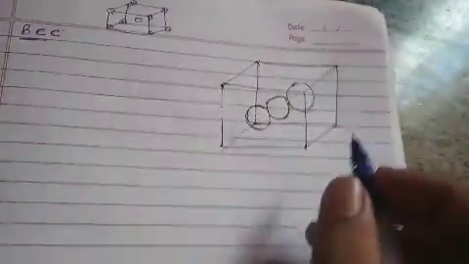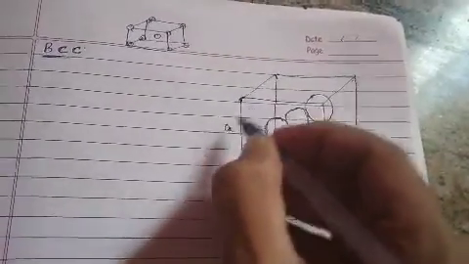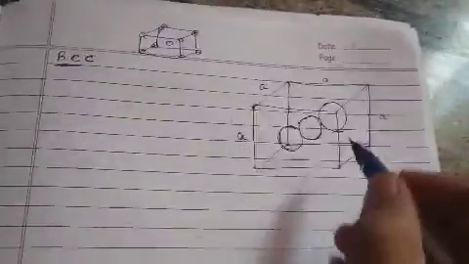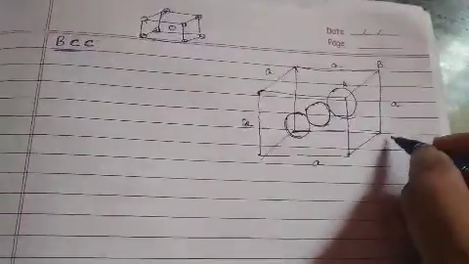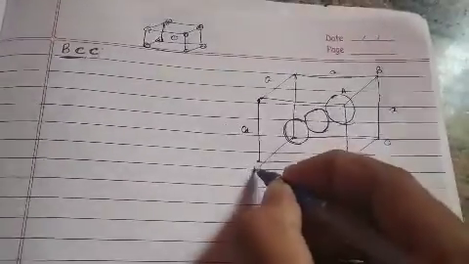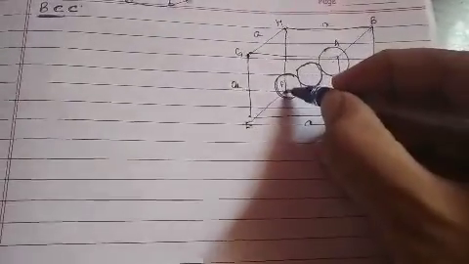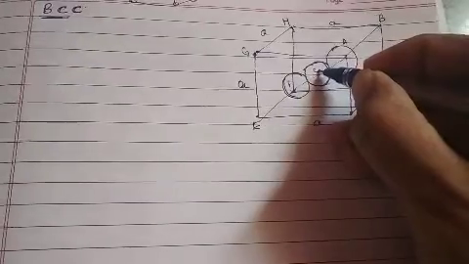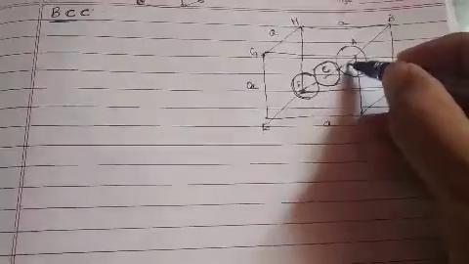Since it is a cube, we know that all the sides should be equal. So let the edge length be a. All the edge lengths will be a. Let me give the naming: A, B, C, D, E, F, G, and H. Let me draw a diagonal from here. Let this diagonal be c.